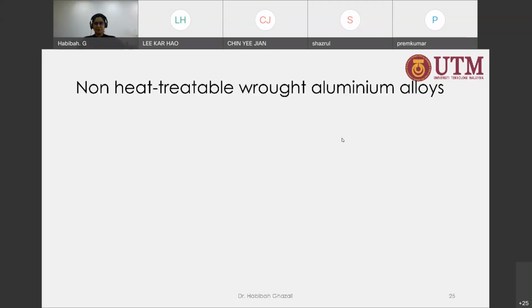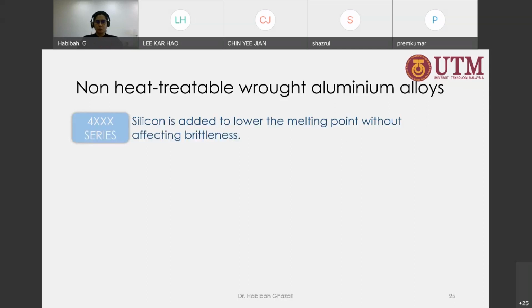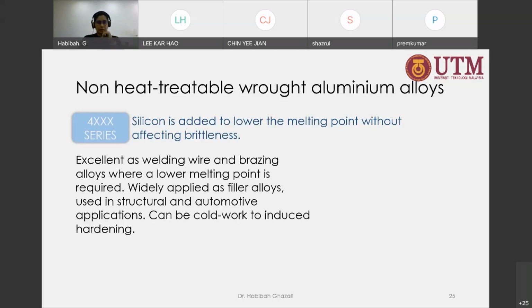All right, so now we have a look at the other non-heat treatable aluminum alloy, which is the 4000 series. The 4000 series has silicon as the major alloying element, and it is added to lower the melting point without affecting the brittleness. So this is the effect of the silicon when we add it into the 4000 series.